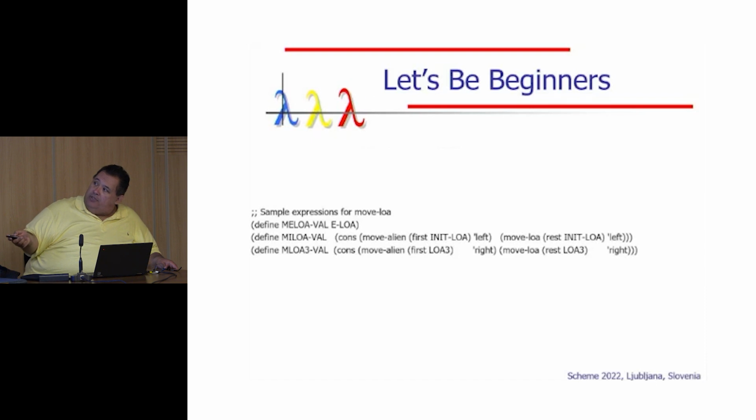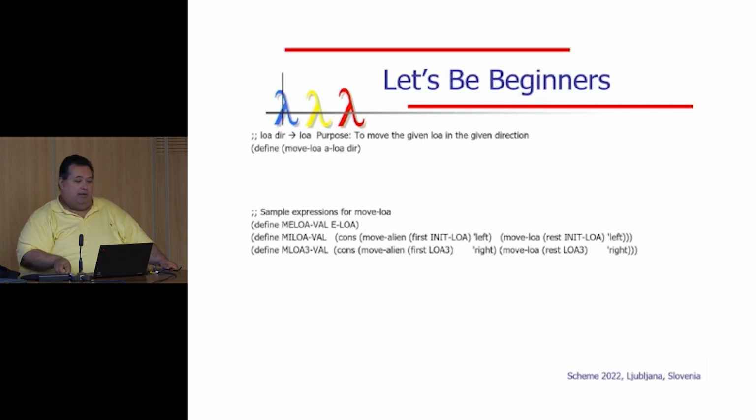I'm going to move the first alien, move the rest of the aliens, and then cons them together. And at that moment, you see that these two expressions are extremely similar. And it's screaming abstraction, right? And so you're going to abstract that, and you're going to say, well, look, what are the differences? Well, the list of aliens and the direction that they're moving on. There's two differences. That is telling you, it's screaming at you, you need two parameters in your function, right?